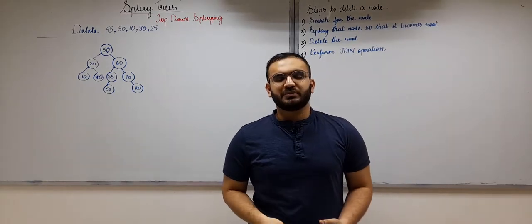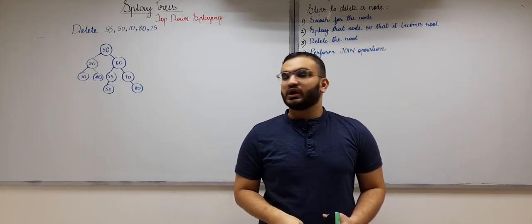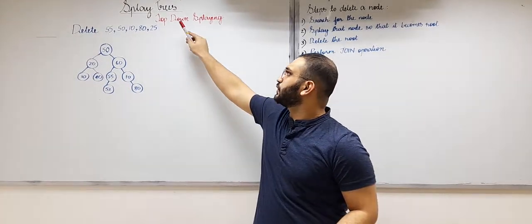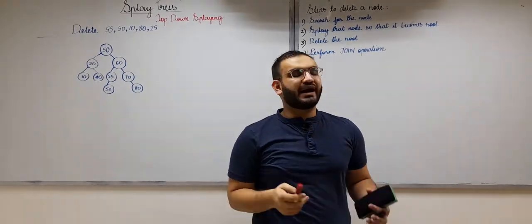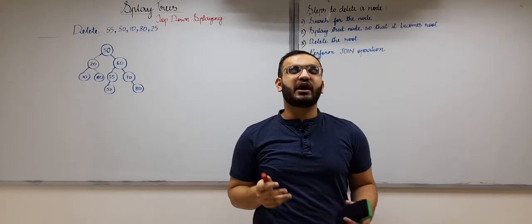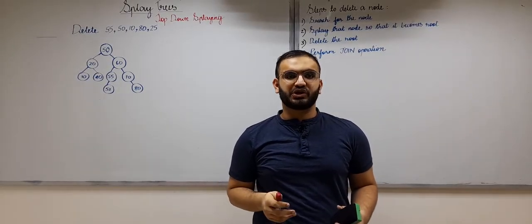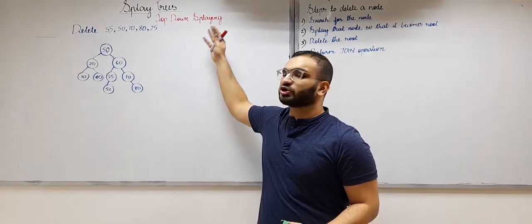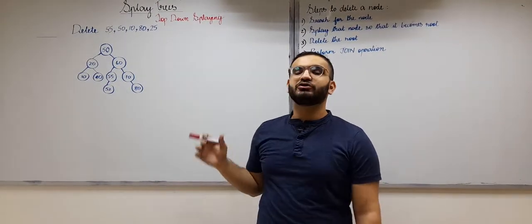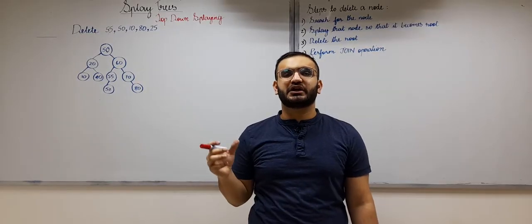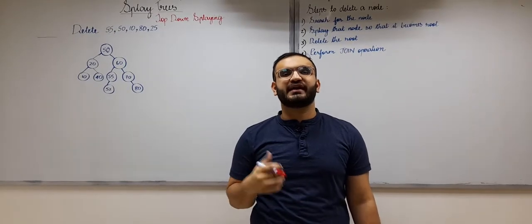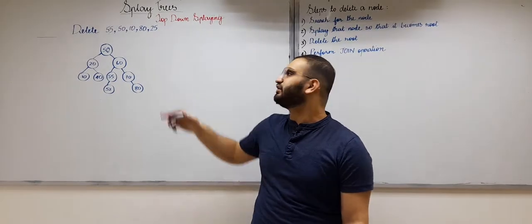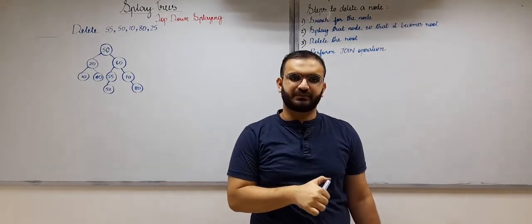Hi guys, welcome to this video where we will do delete operation in splay trees, and the method that we are going to use is top-down splaying. So in the previous video we saw how we perform delete operation using the bottom-up method. In this video we will see the top-down splaying method. I'll also solve an example where I'll cover all the different types of cases that you can encounter while doing delete operation in splay trees using the top-down splaying method.